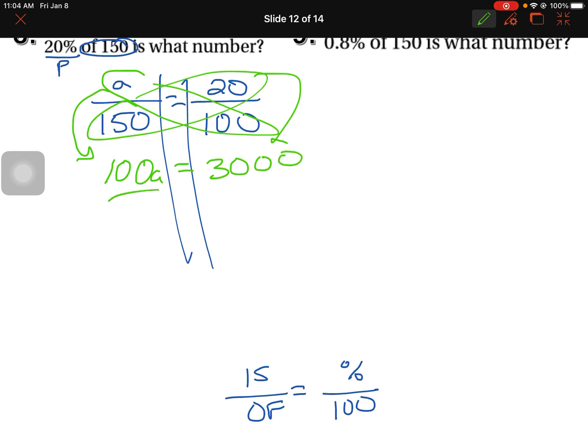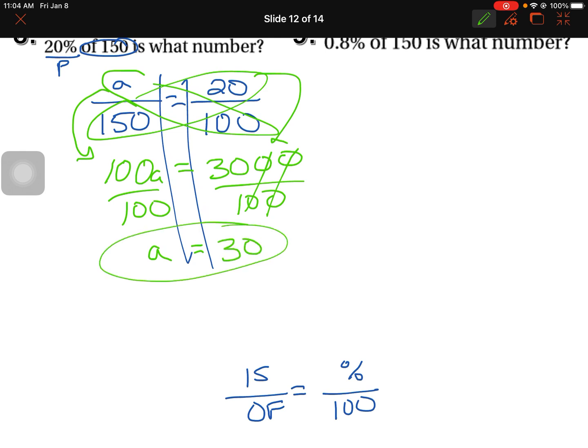And then I'm going to bring my two zeros over. I'm going to divide both sides by 100. And that would therefore give me, I could just cross these off, and it's going to give me 30.